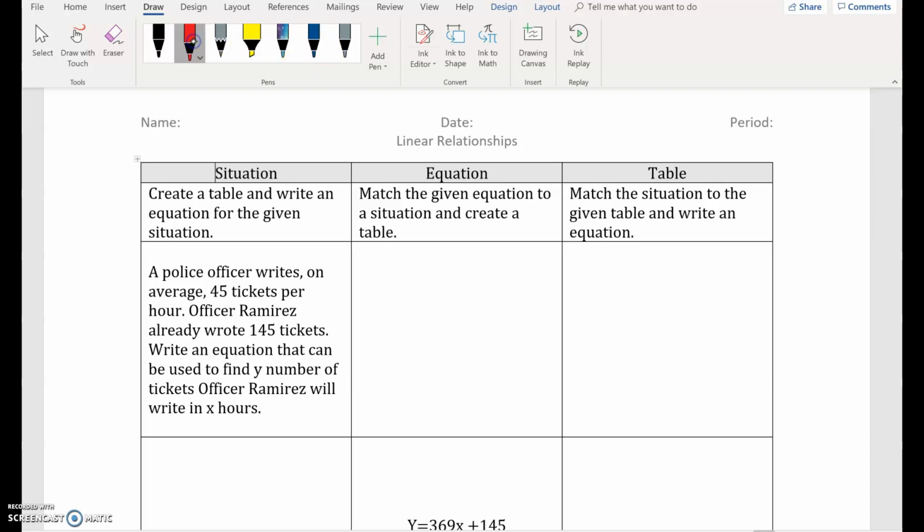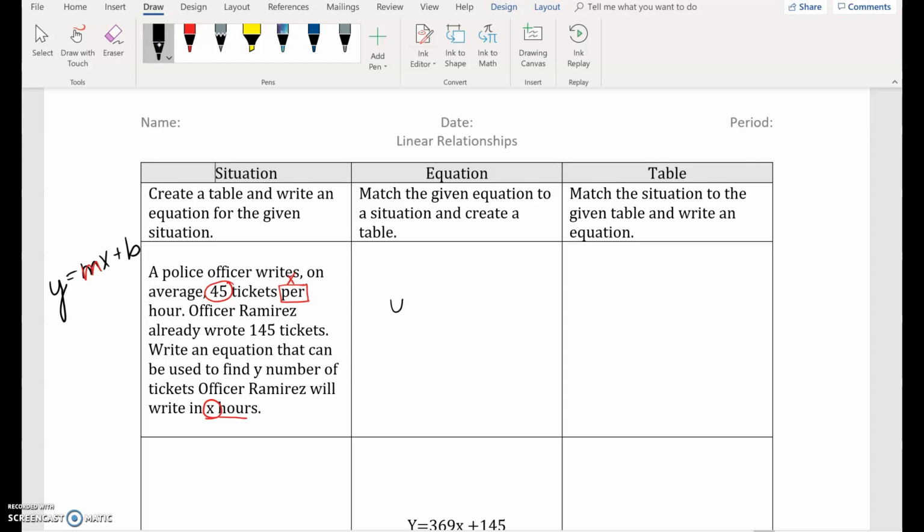Okay, so my rate of change, I know that with my equation of y equals mx plus b, I know my m is being multiplied by x. So I'm going to multiply by x hours. I'm trying to find whatever I'm multiplying the number of hours by. They write on average 45 tickets per hour. So 45 per hour, that's going to go with my x. So that means the 45 is my m.